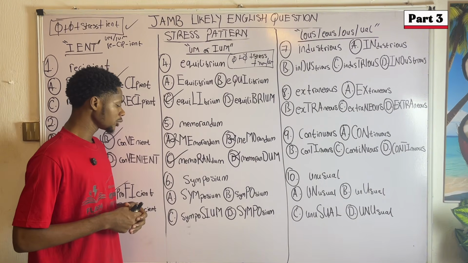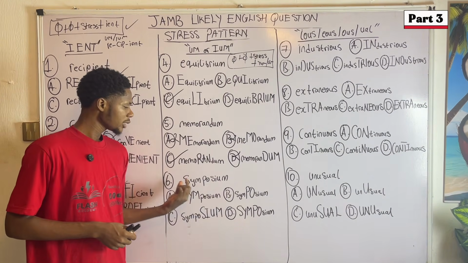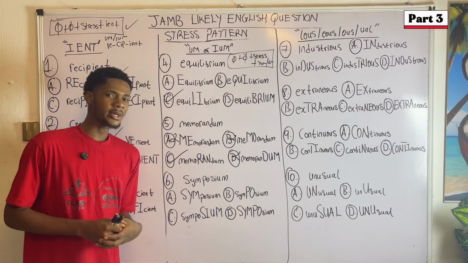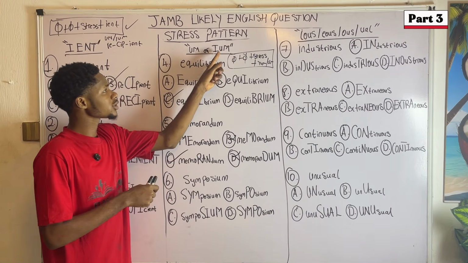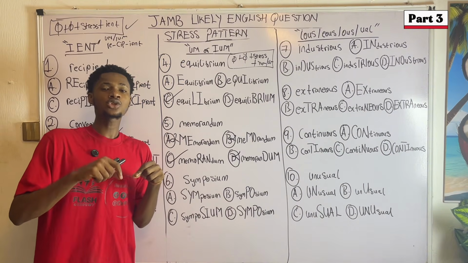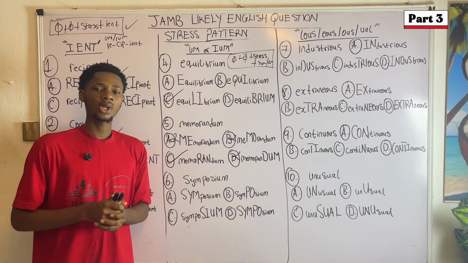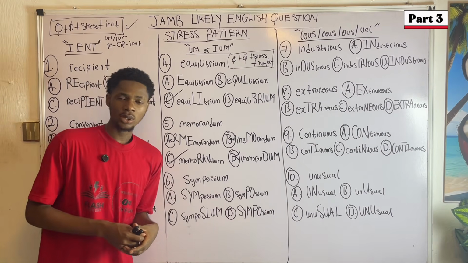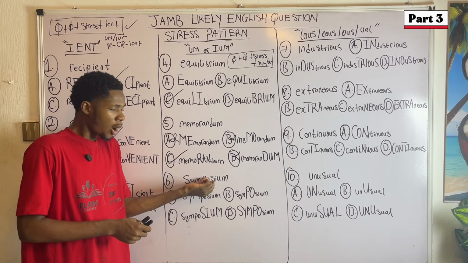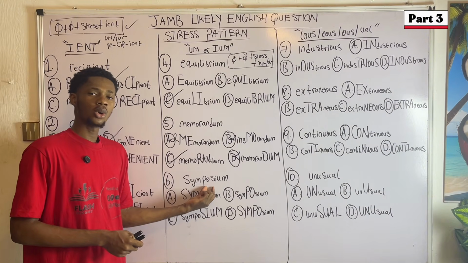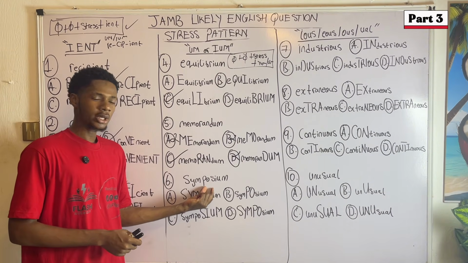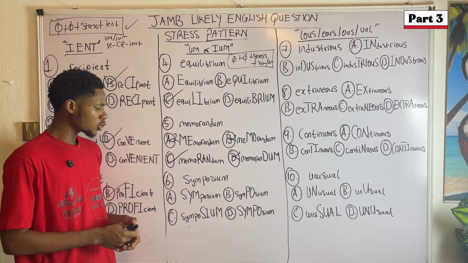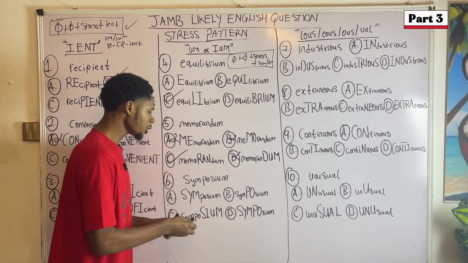Now, the next question on the board reads symposium. How do you stress symposium? Notice that symposium is ending with IUM again. The rule is if a word ends with IUM or UM, we are going to stress the second to the last syllable. So in this case, what are we going to stress? Symposium. PO. Emphasis should be laid on PO. Which option has PO stressed? Obviously option B. So you go straight to picking the answer.